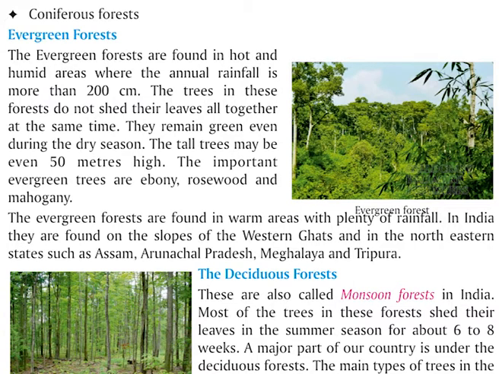The evergreen forests are found in warm areas with plenty of rainfall. In India, they are found on the slopes of the Western Ghats and in the northeastern states such as Assam, Arunachal Pradesh, Meghalaya, and Tripura.